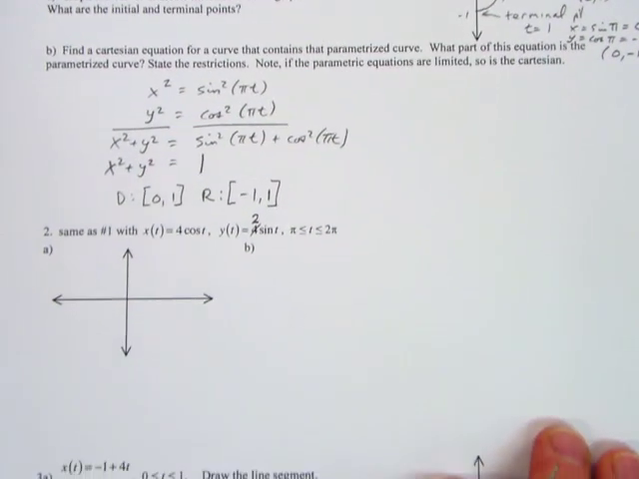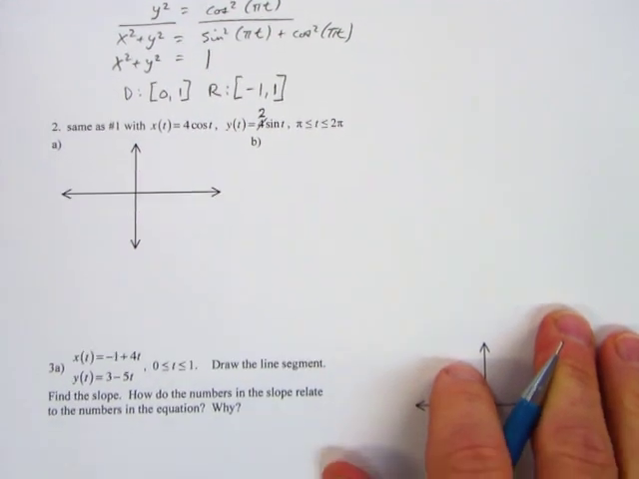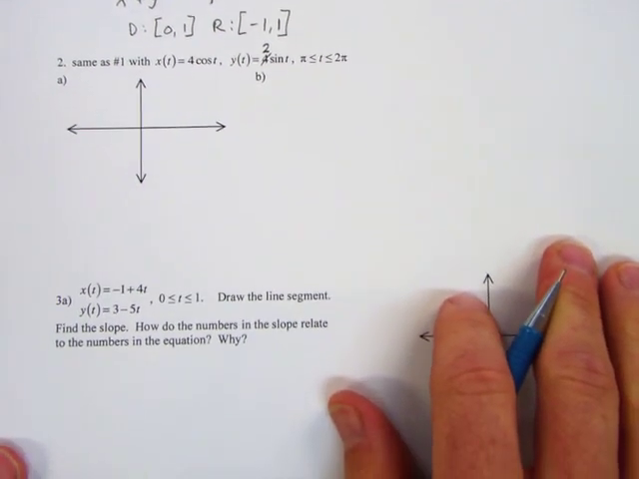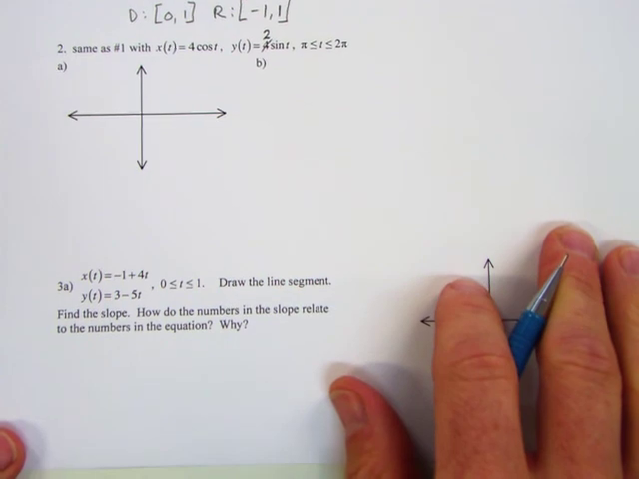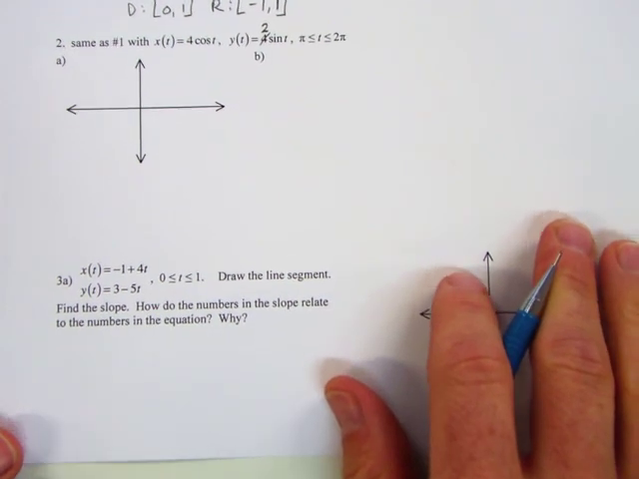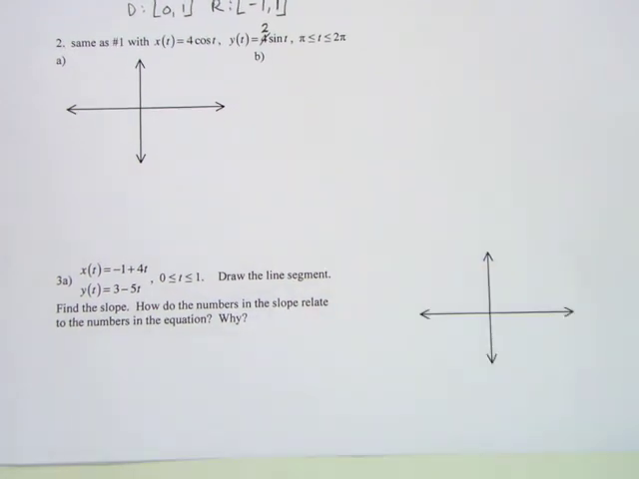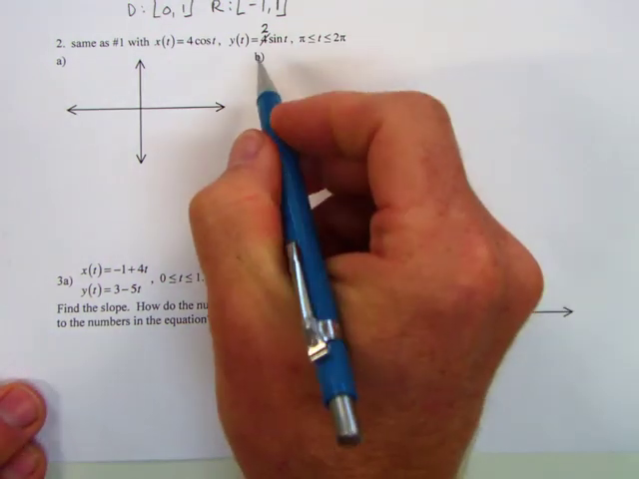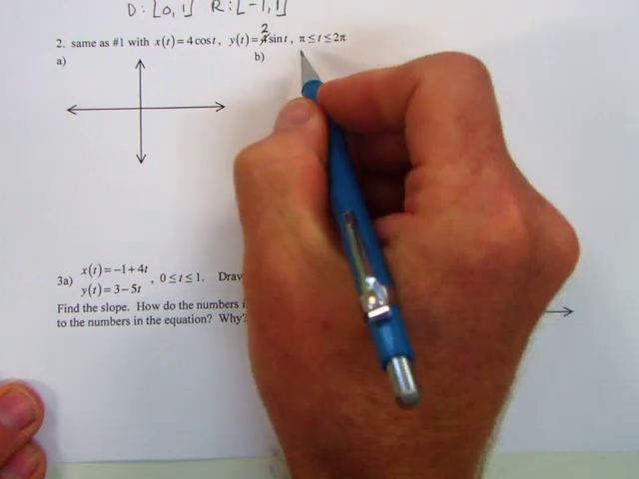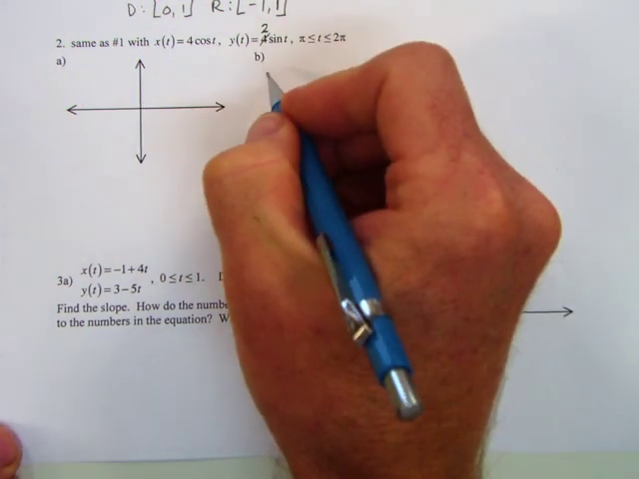Look at number 2. We're going to do the same thing, except in this one we're going to have a little bit different equation. On your paper it has 4 sine t. Change that 4 to a 2. So we have a little bit of variance on here. We can go ahead and start off and find out what our initial point is.